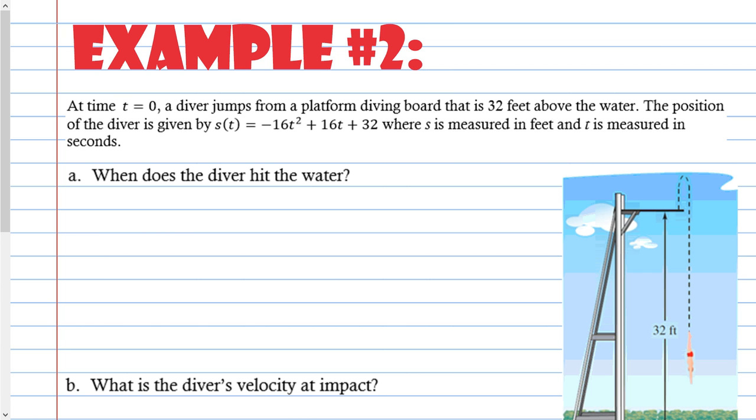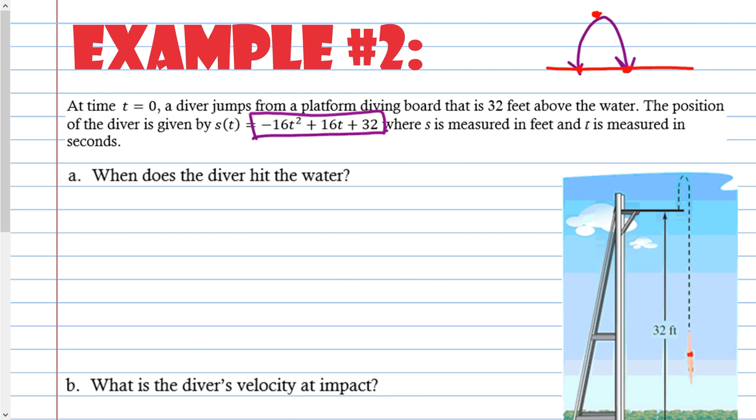Because this is basically a parabola, but it's upside down. Oh, I can't write. So if you look at the picture, basically it's this. Although the dude started from up here, but position will be 0 here and here.